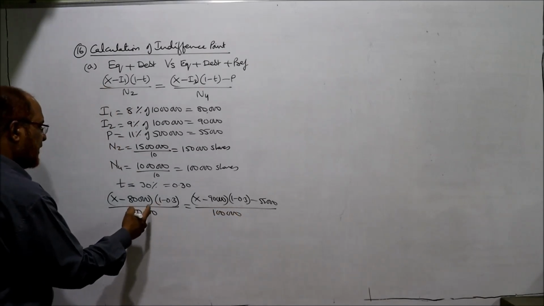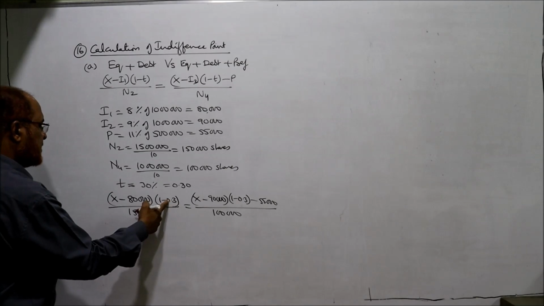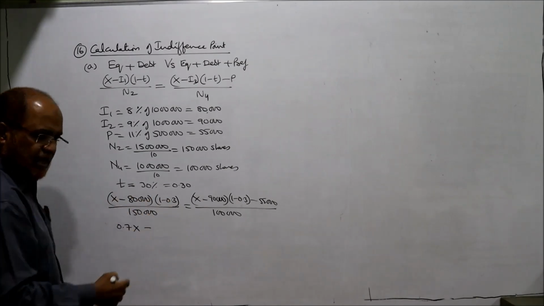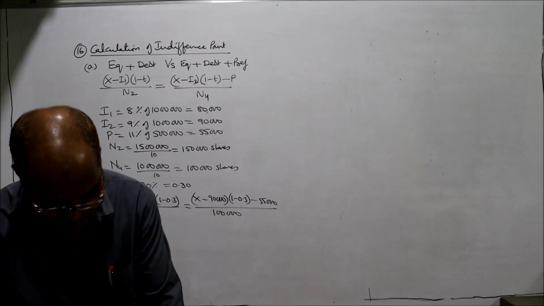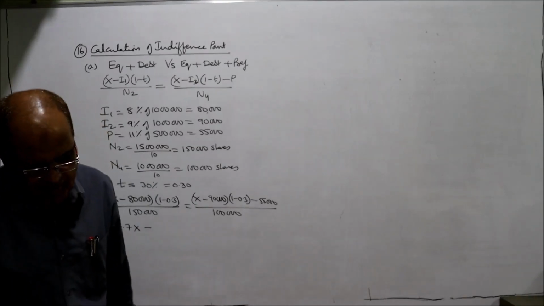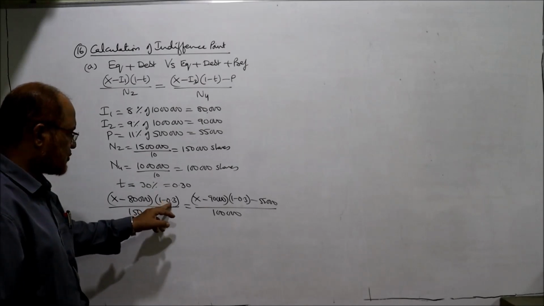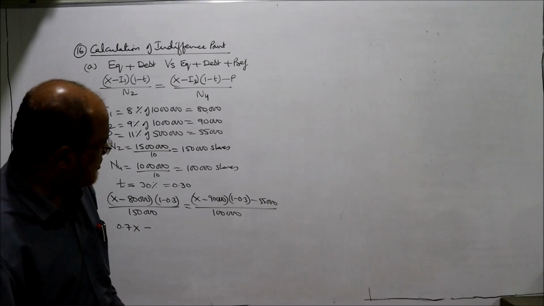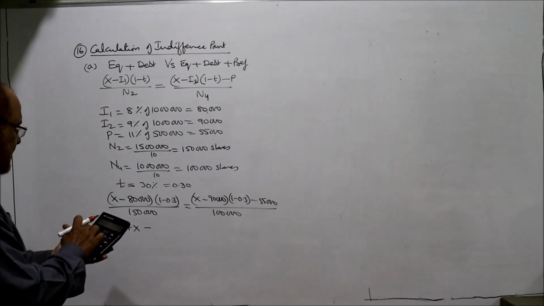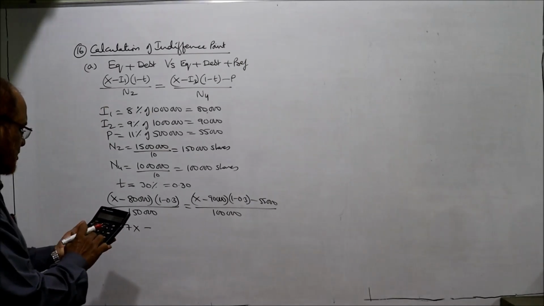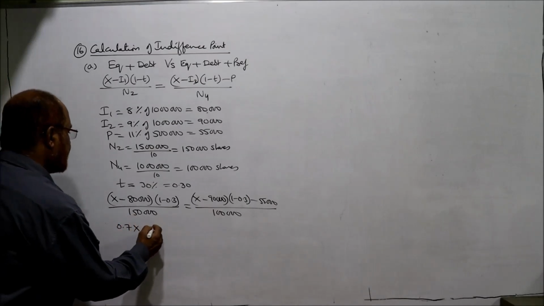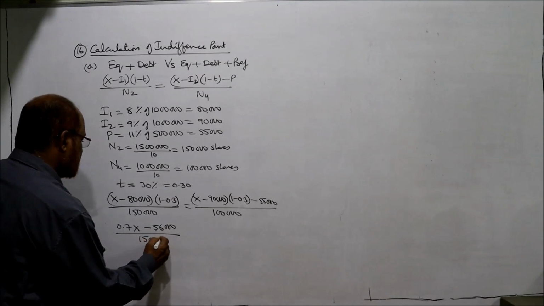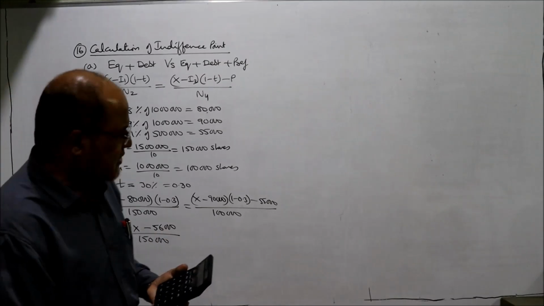Now we simplify it. 1 minus 0.3 is 0.7. 0.7 into X, 0.7X minus 80,000 into 0.3. 80,000 into 0.7, 1 minus 0.3 is 0.7. 0.7 into 80,000 is 56,000, divided by 1,50,000.